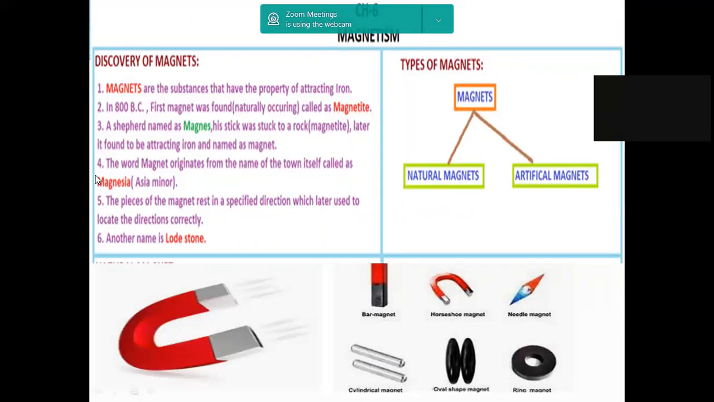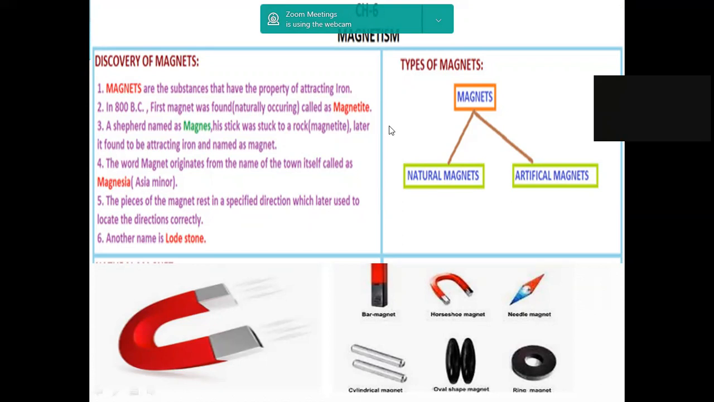Here comes up the third point. This is another story in the line. There was a shepherd named Magnus. One day, when he was going in the field along with his cattle, he found that his stick was stuck to a rock. That rock was made up of magnetite. Later, he found that the rock was attracting iron. So he named it magnet.